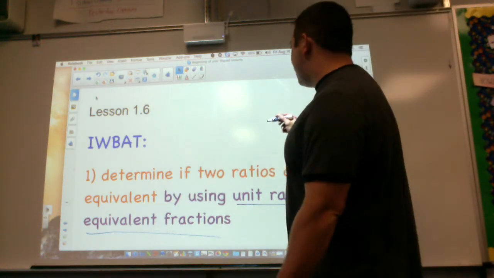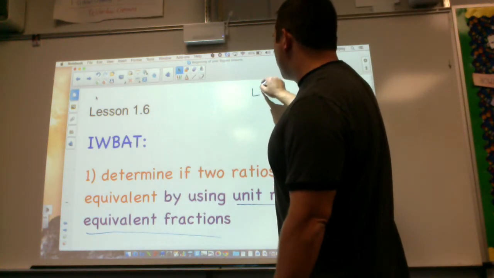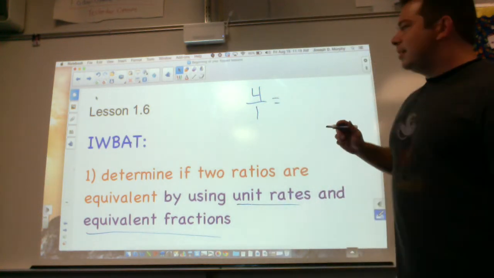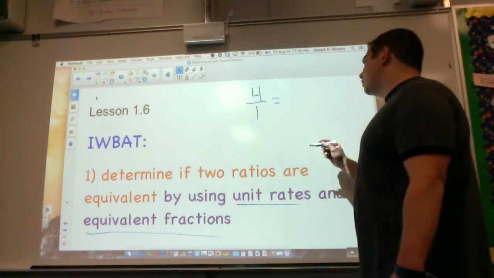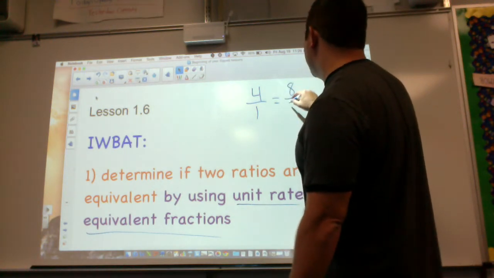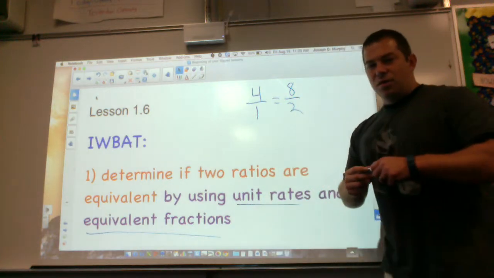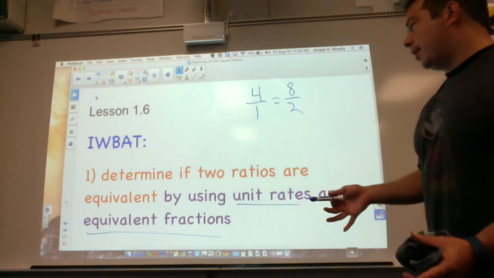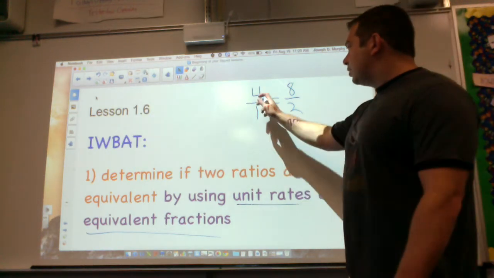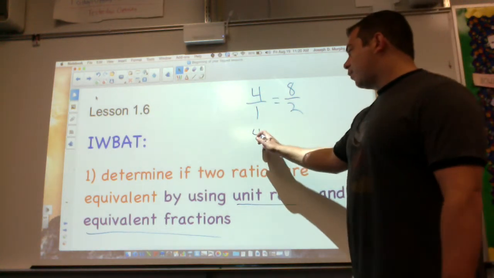Let's say that for every 4 tacos, it takes me 1 minute to eat. Is that equal to, let's say, 8 tacos takes me 2 minutes to eat? Well, we could use the unit rate way, and let's see if that works. What's the unit rate for 4 to 1? It's simply 4 to 1.